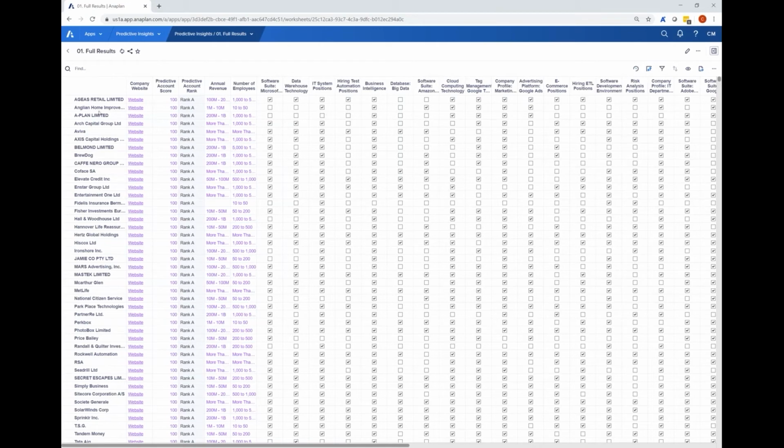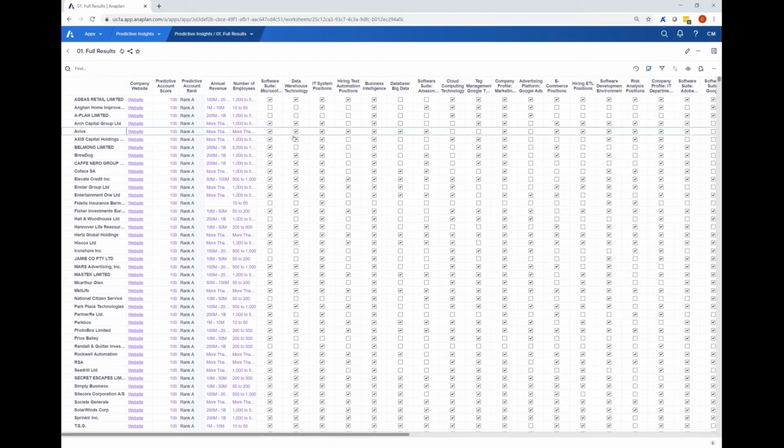So we can see here that if I choose something like Aviva, they are hiring test automation people. They are using Amazon as a software suite, for example. You have this information against every single company, as well as, importantly, that predictive score. This score is somewhere between 0 and 100. And in this case, we've sorted it, so all the top ones are 100.